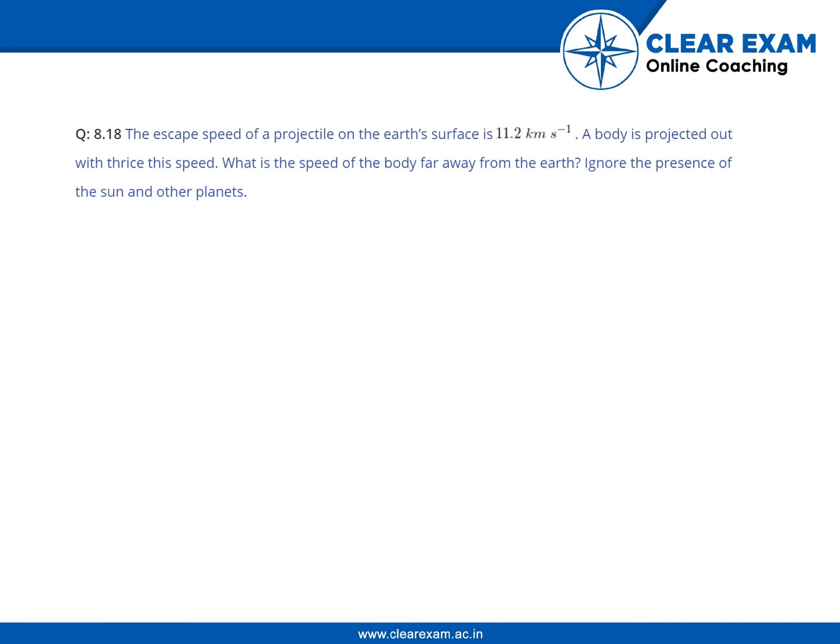The question given here is: the escape speed of a projectile on Earth's surface is 11.2 kilometers per second, and a body is projected out with thrice this speed. What is the speed of the body far away from the Earth? Ignore the presence of the Sun and other planets.